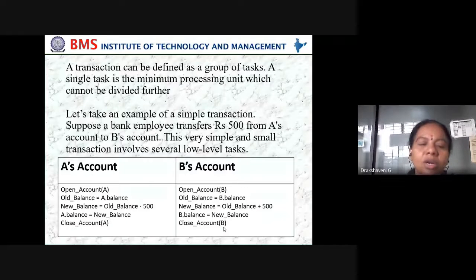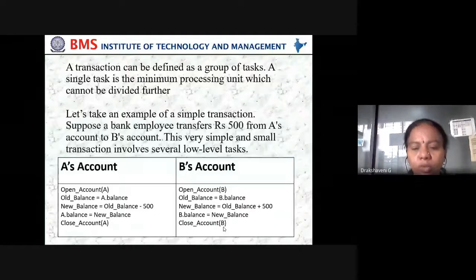So now my old balance, new balance will be 500 rupees. That's what A dot balance equals 500. Then close account A. So I have to close the account that is there in A account. The next one is the B account.